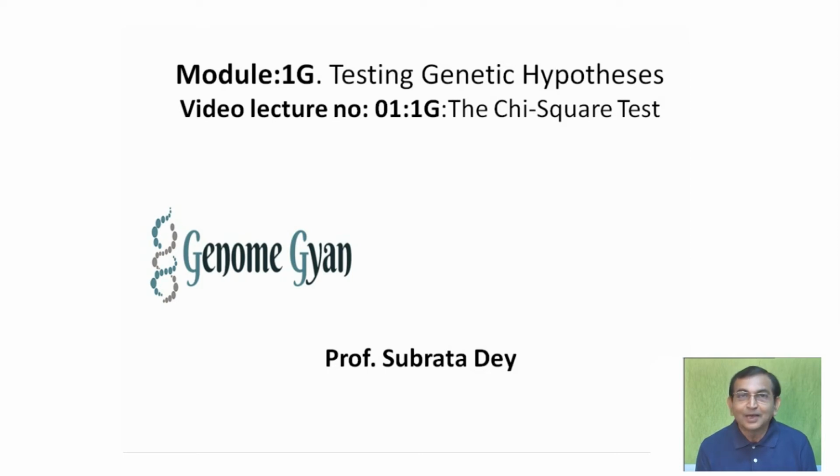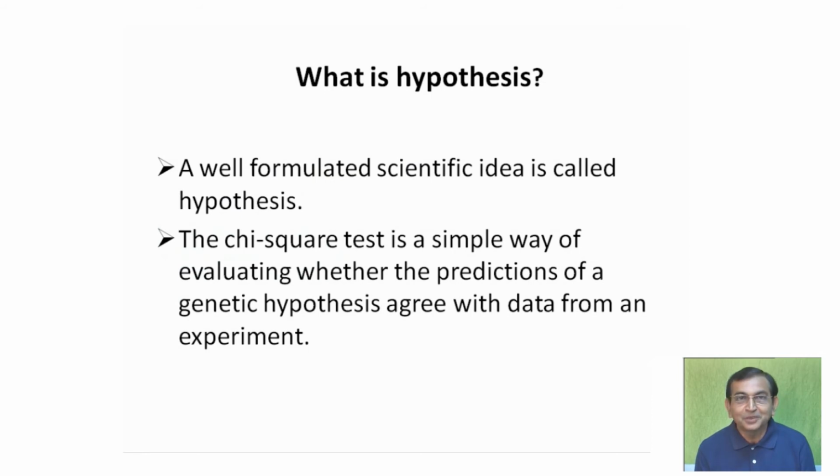In this module, I will discuss testing genetic hypothesis. What is a hypothesis? A well-formulated scientific idea is called a hypothesis. The Chi-Square test is a simple way of evaluating whether the prediction of a genetic hypothesis agrees with data from an experiment.